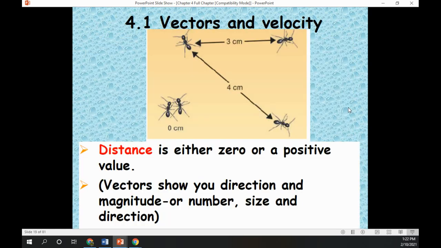Distance, of course, is always positive. Distance is either 0 or some positive value. You can't travel 0 or negative distance. Distance is always positive, so no negative numbers for distance. However, you can get a negative when you're describing if it was south or if it was possibly west.